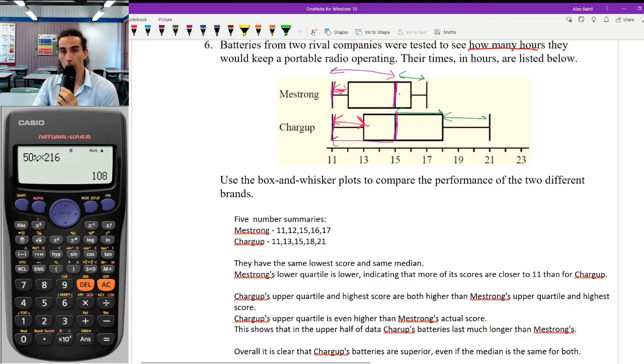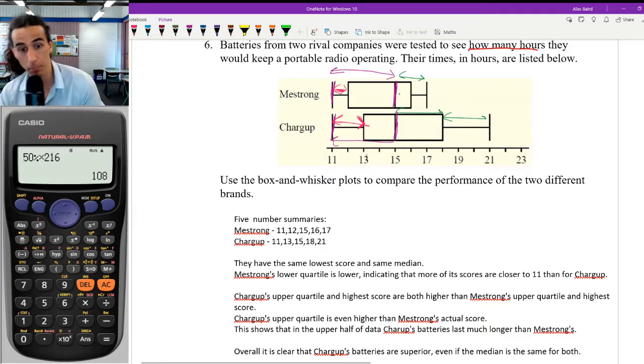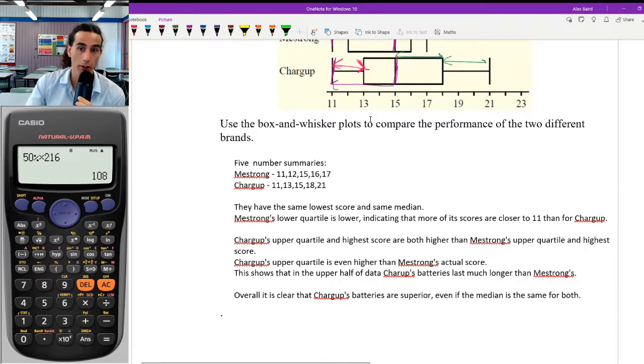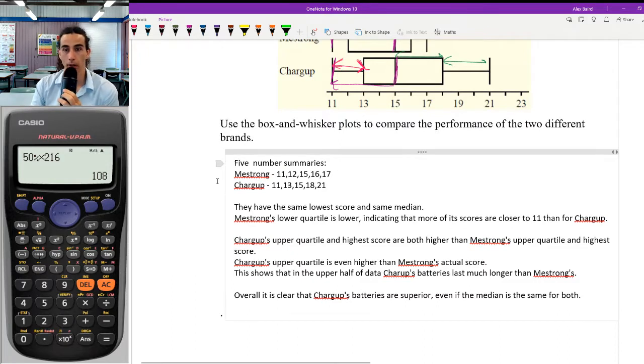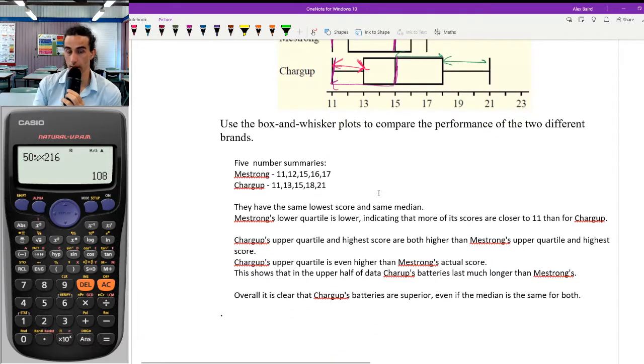When we look at the upper half, Charge Up is just way better. The third quarter, instead of between 15 and 16, is between 15 and 18. And the top performing batteries: Me Strong, 16 and 17; Charge Up, 18 and 21. So this is a clear-cut case. Charge Up batteries are better. And I wrote down a lot there in order to get that B. You probably don't have to write that much to get a B, but you should write quite a bit in order to lock it in.